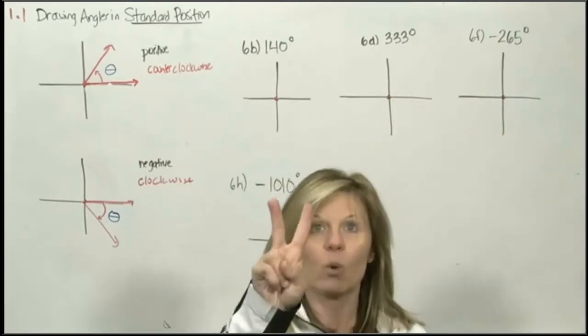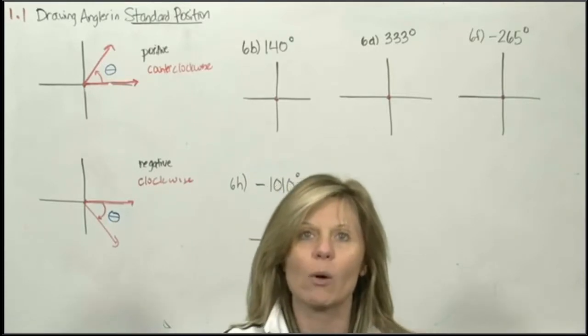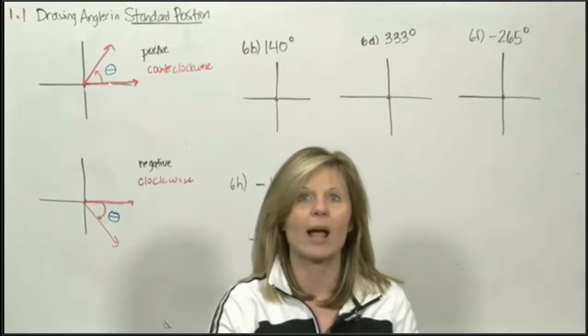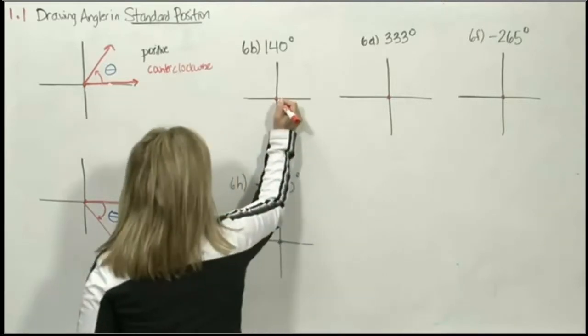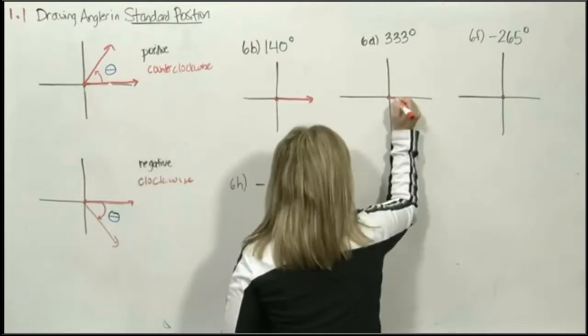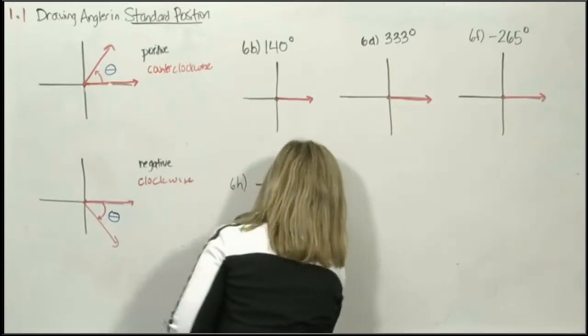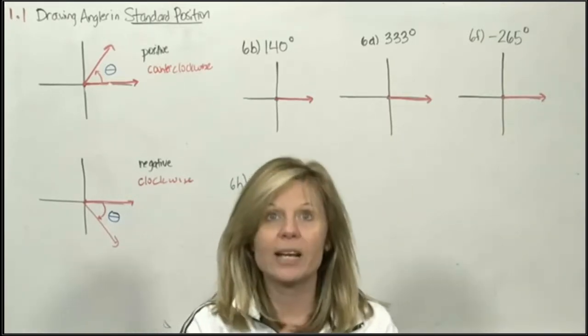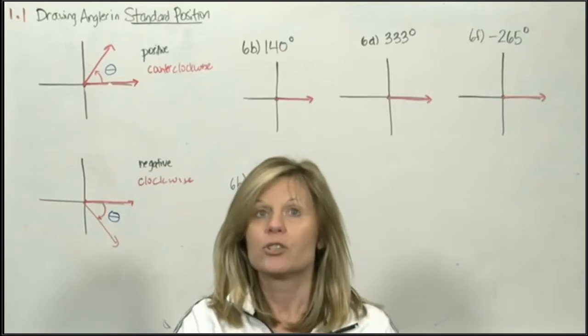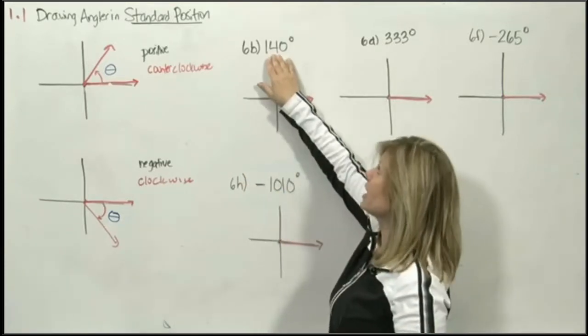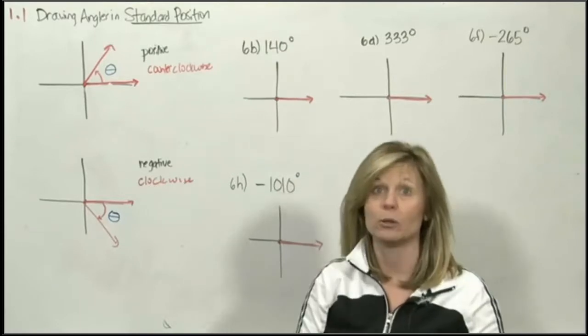Step 2, when I draw an angle in standard position, where do I always draw my initial ray, my beginning ray? That's correct, on the positive x-axis. Always. Step 3 is now to draw the terminal ray. So now we want to draw, it's very specific here, a 140-degree angle.